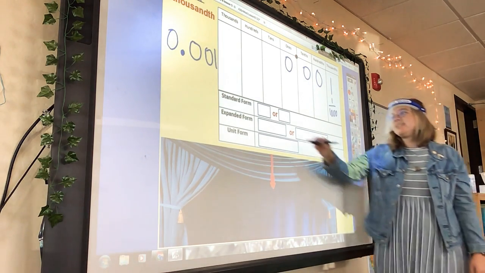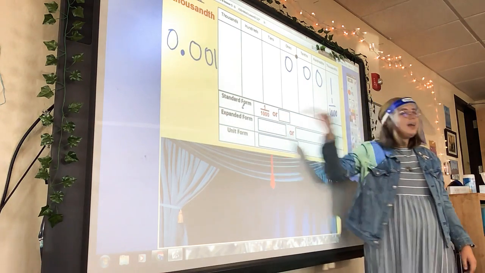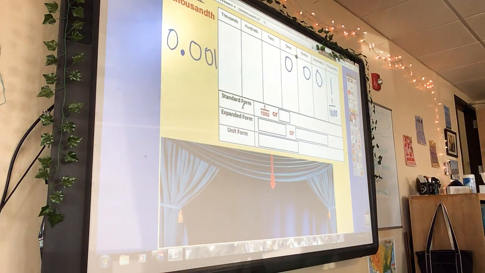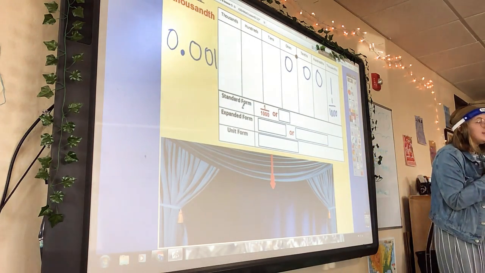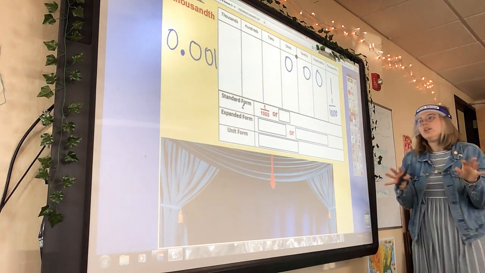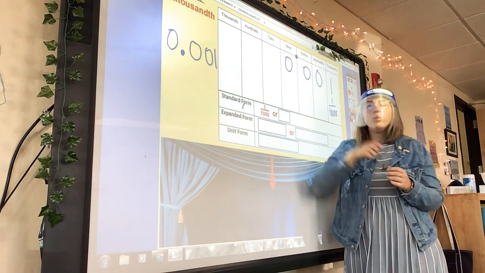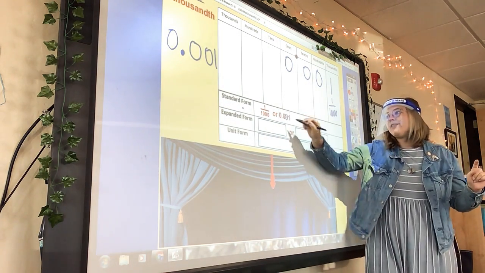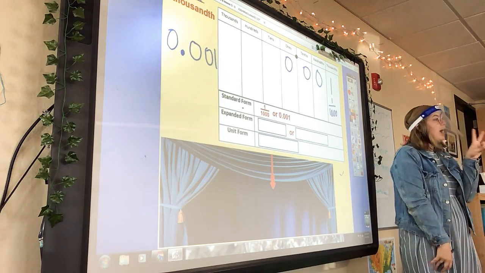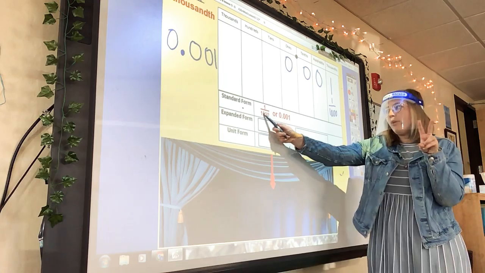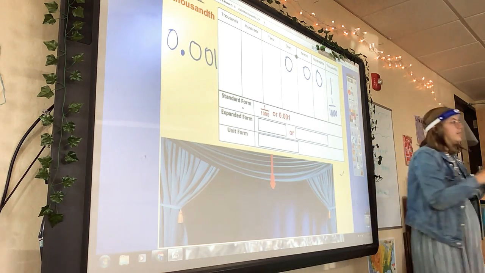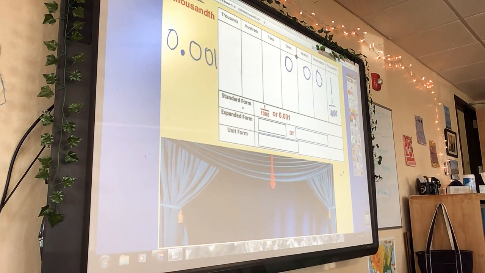So if I'm writing this in standard form, one way I can do that is as a fraction. Because remember that decimals, anything after the decimal point, is a fraction of a number. It's not a whole number yet, right? So I can write it as a fraction, 1/1000, or I can write it as a decimal. So you have 2 options for standard form, 1/1000 or 0.001. That's how we write 1 thousandth in standard form. Any questions on that?